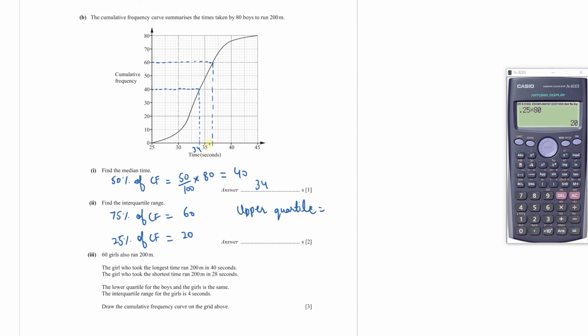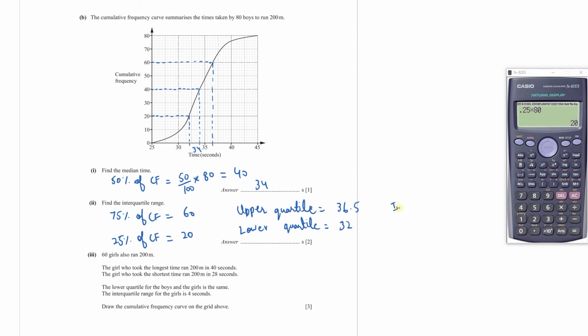So this is 35, 36, 36.5. Yeah, so upper quartile is 36.5, and then lower quartile is when cumulative frequency is 20, which is this one here. And this is the point where it intersects the curve. So this one point will be, this is 30, sorry, 31. This is 31, 2 blocks away, then 4 blocks away, it's 32. So lower quartile is 32.